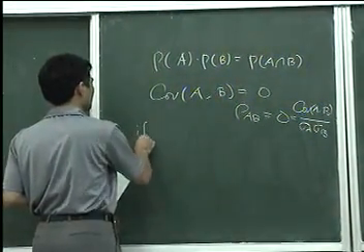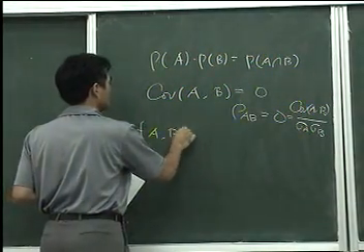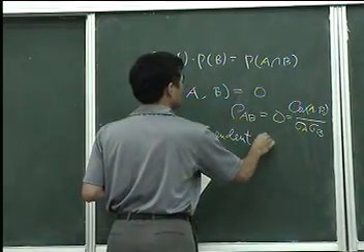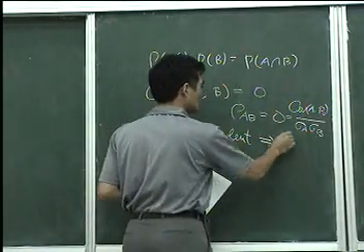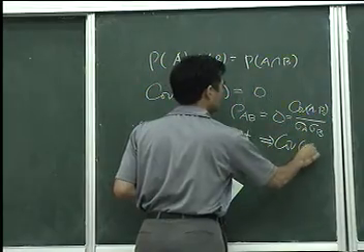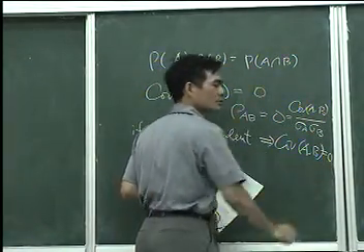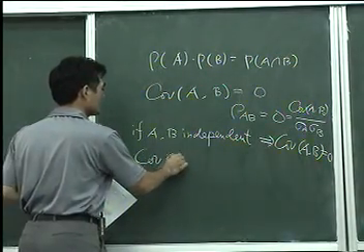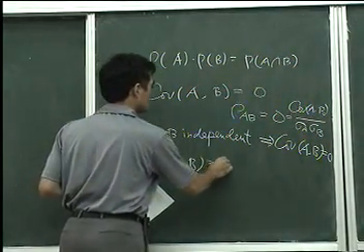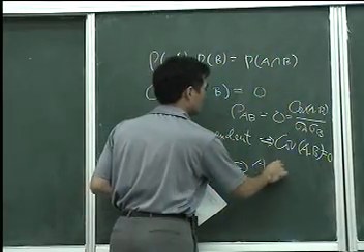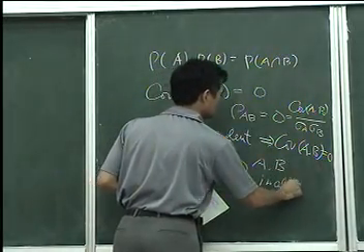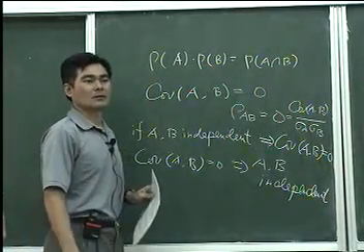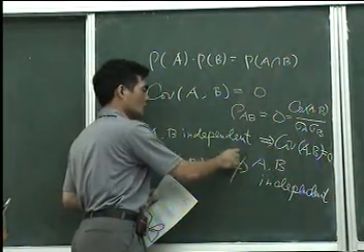So if A and B are independent, then the covariance of A and B should be equal to 0, right? But if the covariance of A and B is equal to 0, can you say A and B are independent? Yes or no? The answer is no.